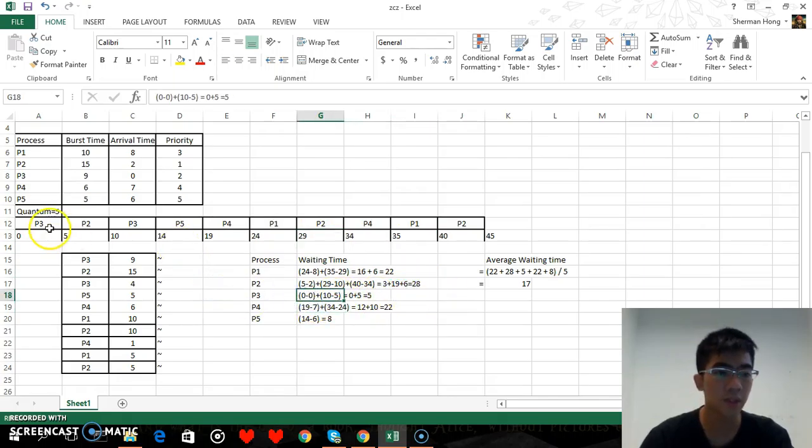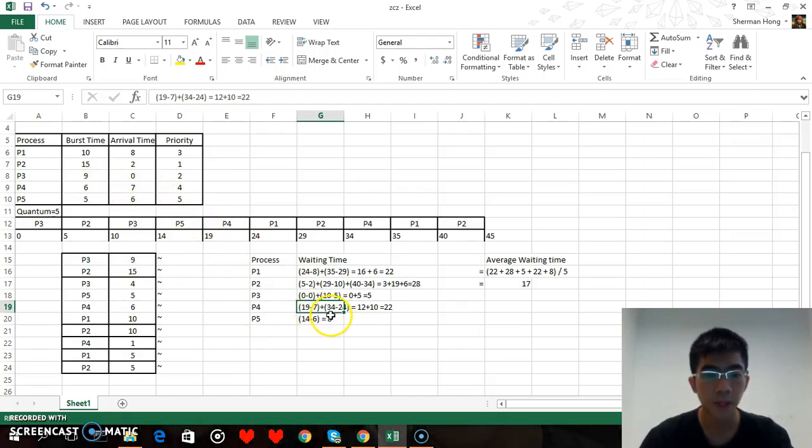And then for P3, since P3 is executed by the time it arrives, it's 0 minus 0, and then the next one will be 10 minus 5, so we get 0 plus 5, we get 5. And then P4, the first time doing P4 is at 19, minus the arrival time 7, plus the next one 24 minus the previous ending 24, and then we will find 12. So for P5 we do it the same, 14 minus the arrival time, which is 6, so we get 8.